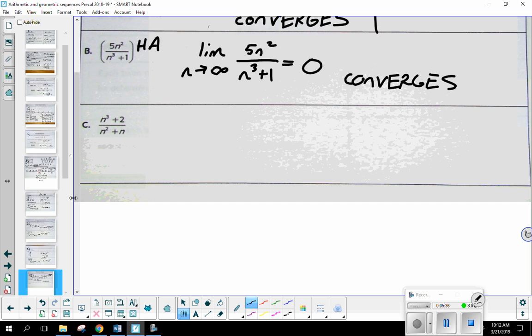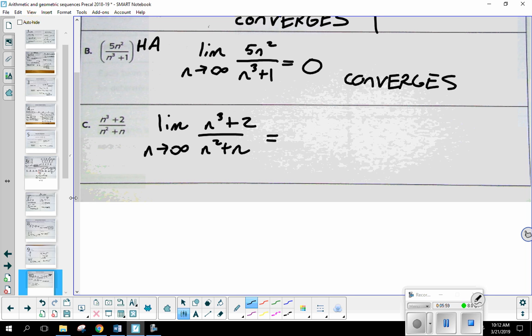We said that was a slant asymptote. So we'll find it in just a second, but let's think about this. Let me go ahead and write out my statement. The limit as n approaches infinity, it just becomes increasingly large, of n cubed plus 2 over n squared plus n. Well, what do you think it's going to be?